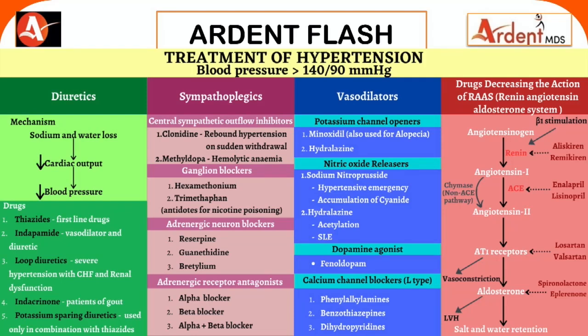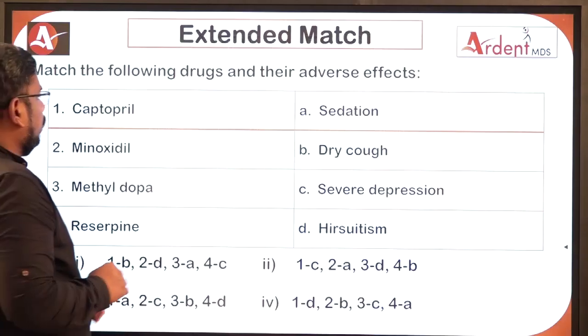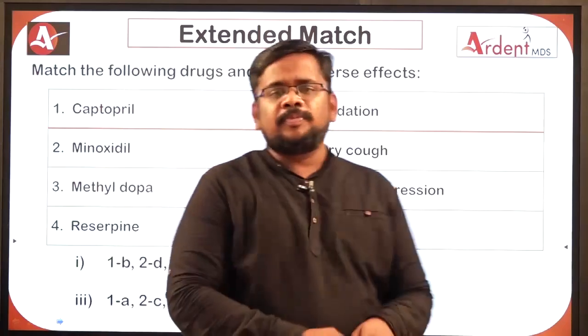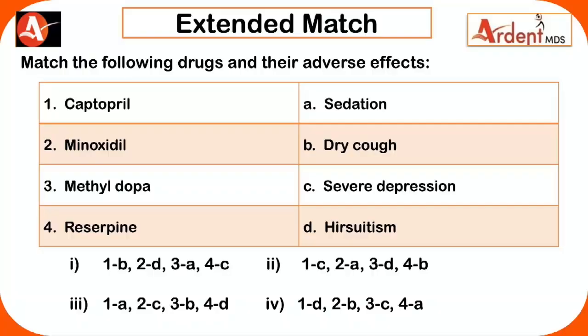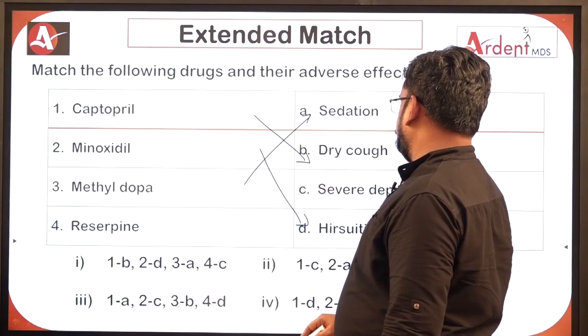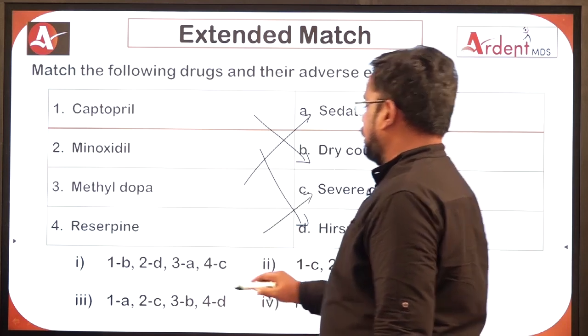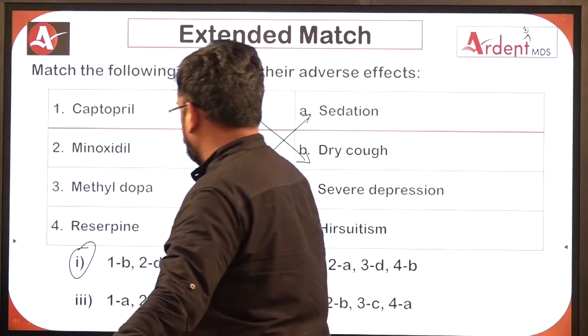So this is that much of an easy chapter. You can remember anything. Right, coming to the match the following about antihypertensive drugs. The drugs have to be associated with the adverse effect. What is the major adverse effect of captopril? Dry cough. The reason is bradykinin accumulation. Minoxidil, hirsutism in young females. Methyldopa, sedation. Reserpine, severe depression. So the answer is the first one.